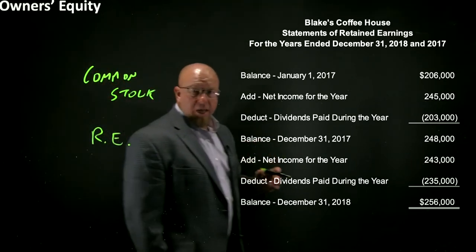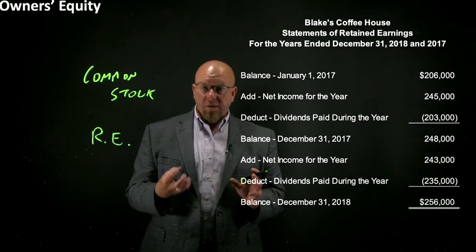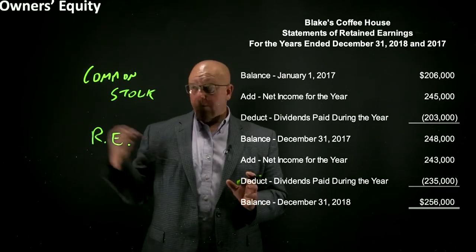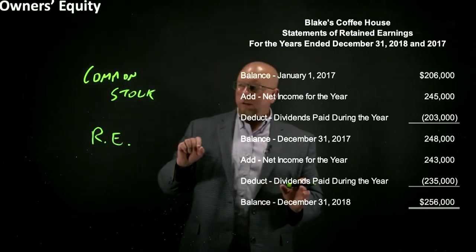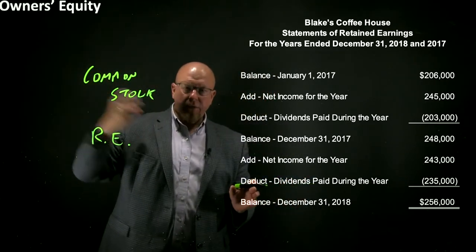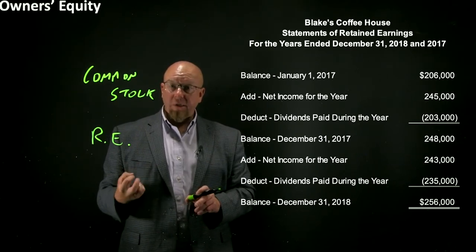So common stock means that what's signified by that account is the owners have contributed capital, most likely cash, but it could be other assets. So let's assume they contribute cash, and then what they get in exchange for that is an ownership interest in the business entity.